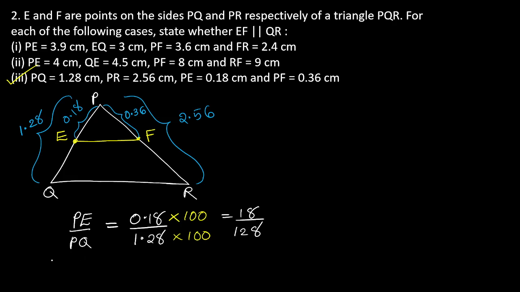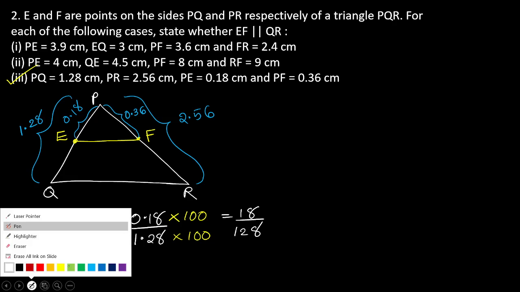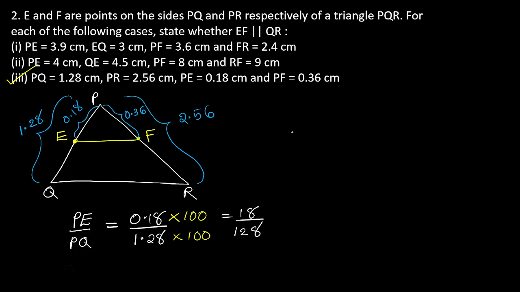So 18 by 128. You may reduce it, or you can do the simplification later. No problem. Let me find out the other ratio. After that, I will do the simplification. Then the left side ratio is written. Then what is the right side ratio? Left side ratio is PE by PQ. In the same way, the right side ratio will be PF by PR.